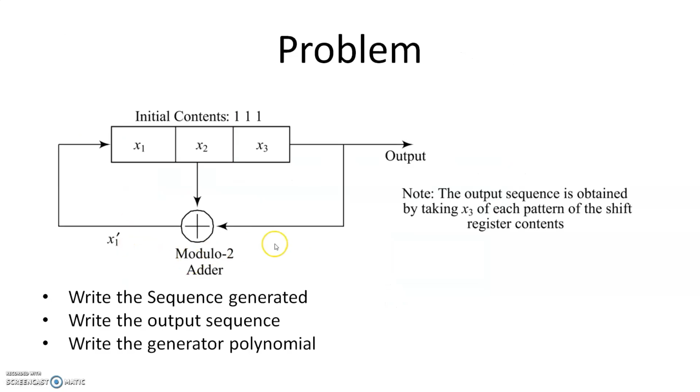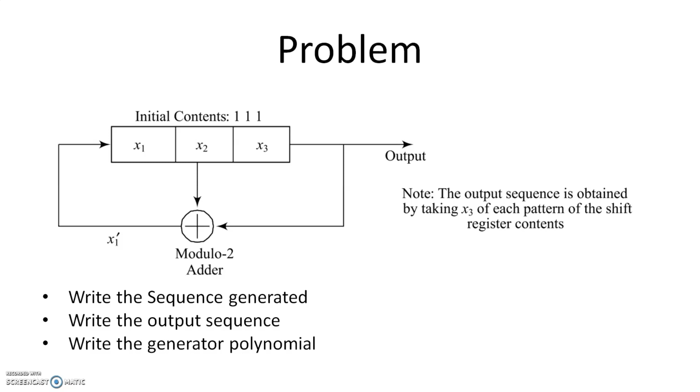Now I leave you with a problem. I have taken a problem. This is another way of representing an LFSR circuit, linear feedback shift register. You can see there are three shift registers, x1, x2, x3. Here also the output of x2 and the output of x3 is fed back to x1. And you are given the initial content 1, 1, 1. Now what you have to do is write the sequence generated. So what are the various values of x1, x2, x3 when it is fed back? Then you should write the output sequence.